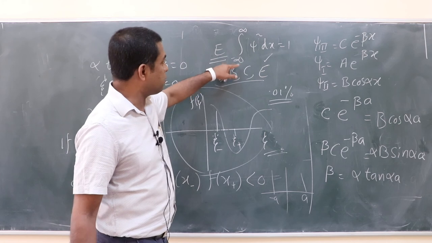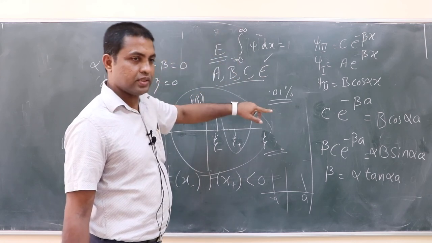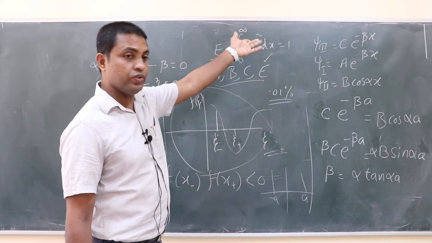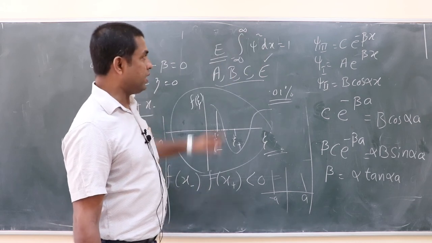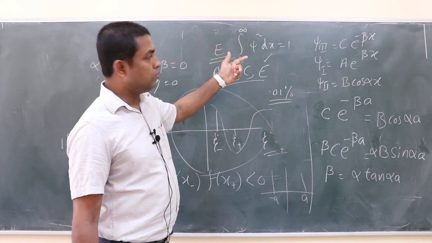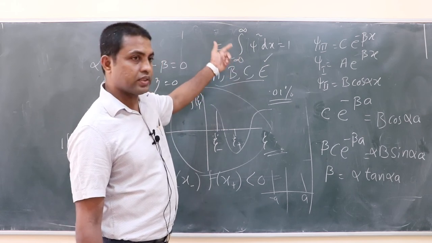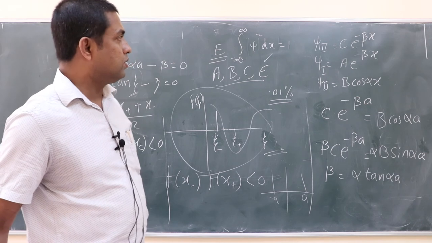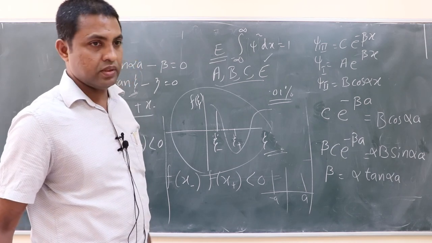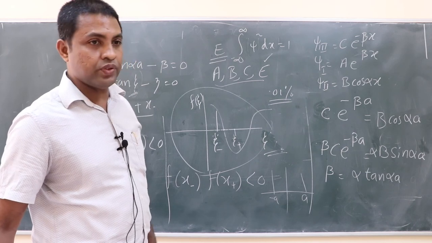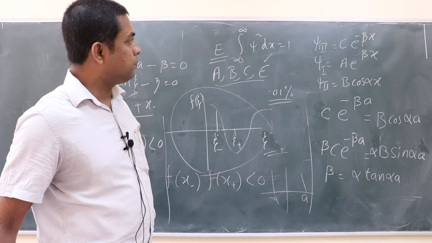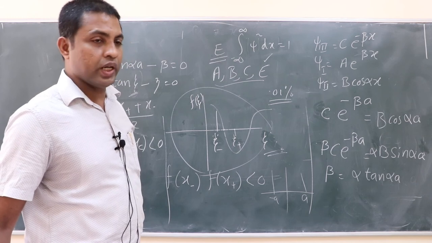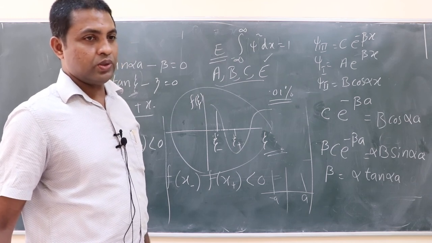You can write this as minus infinity to minus a, plus minus a to plus a, plus a to infinity. You can do that. Minus infinity to minus a is the square of the function at that point, e power minus 2 beta x, right? We can integrate that. So what about a to infinity? That's integrable, right? Then b cos alpha x also you can do. There is no problem. So I'm leaving it to you.